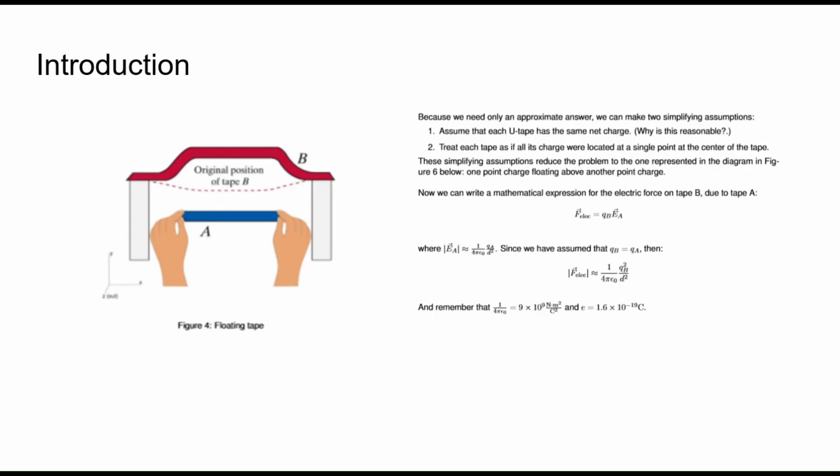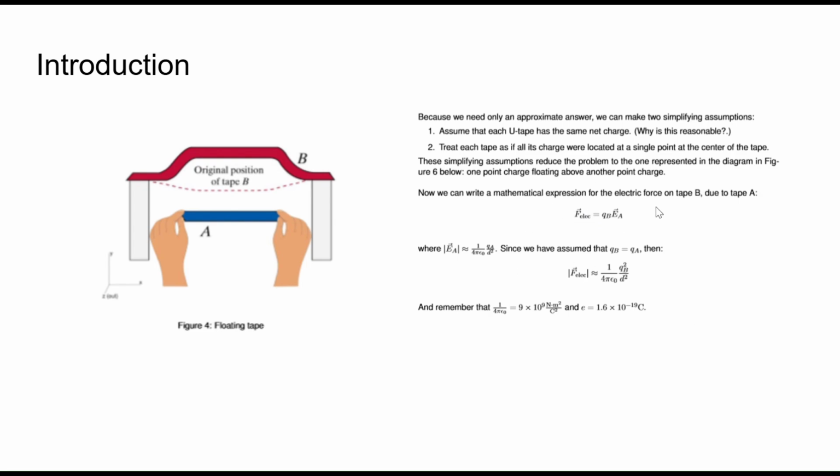One being that we can assume that each piece of tape has the same net charge, and two, we can treat each tape as if all of its charge were located at a single point at the center of the tape, so basically treating it as a point charge. And these reduce the problem to the one in the figure below, which is not shown. These show the expressions that we're working with.